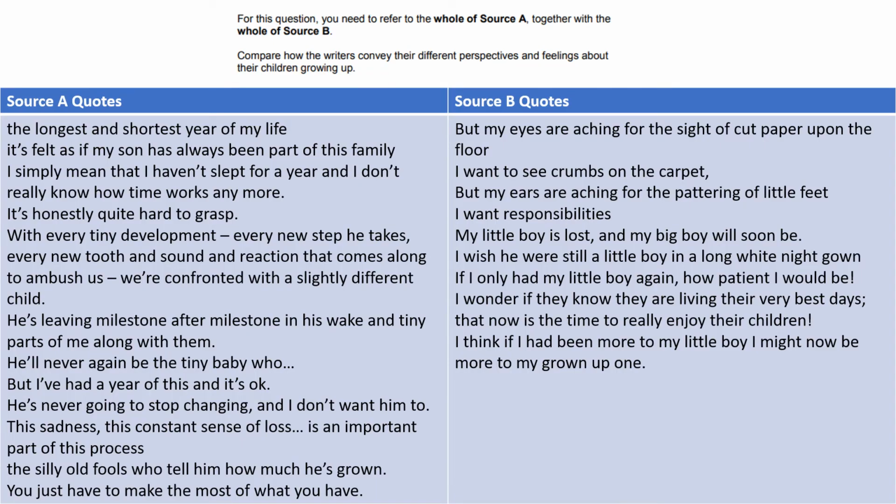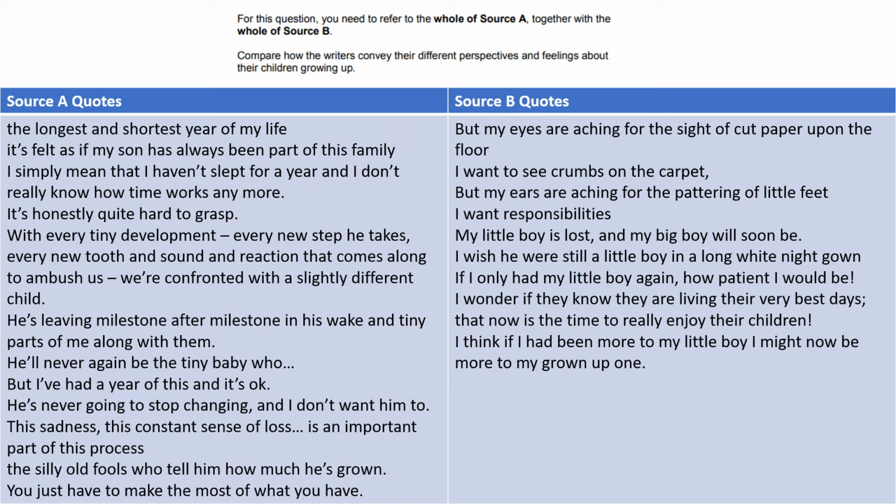So what you can see here is what I would have done in the exam. I have picked out a massive amount of quotes that relate to the question that we've been looking at. All of these quotes show the ideas and perspectives and feelings about these parents and growing up. So one of the ideas demonstrated in source A is "the longest and shortest year of my life." That shows the writer's feeling about their child growing up, okay?